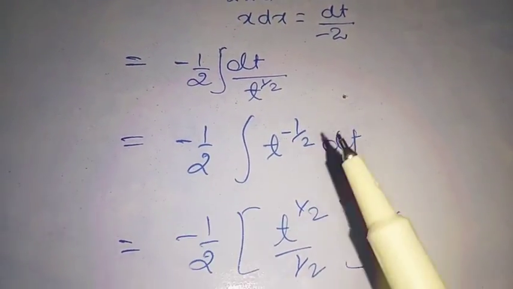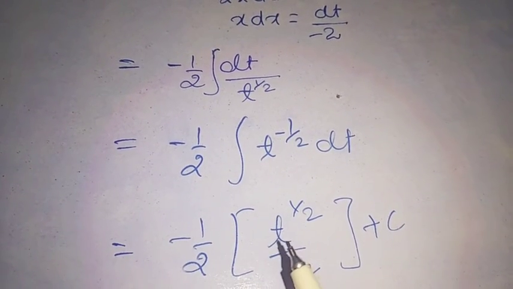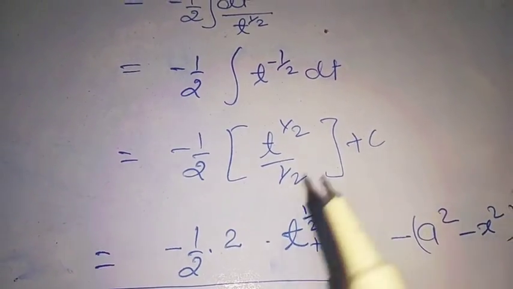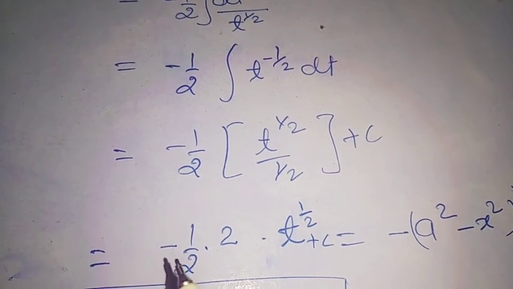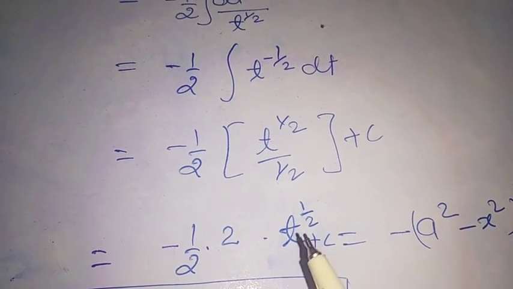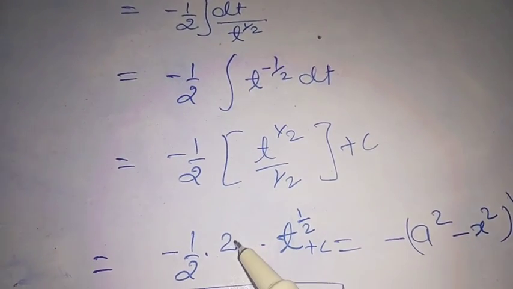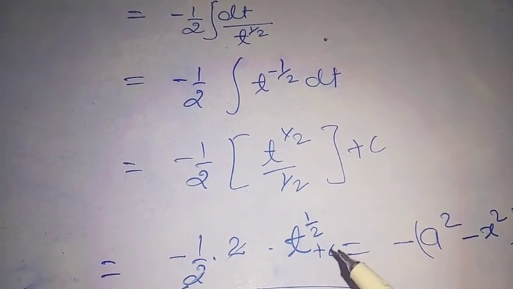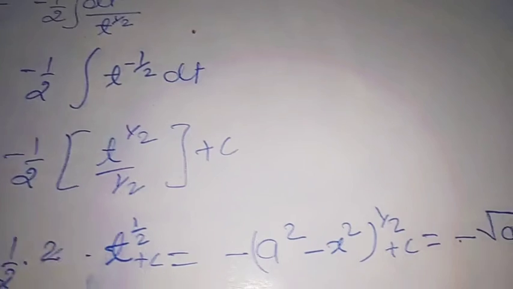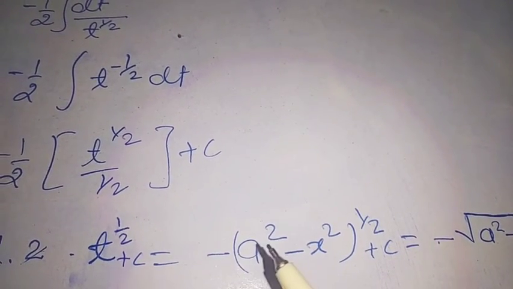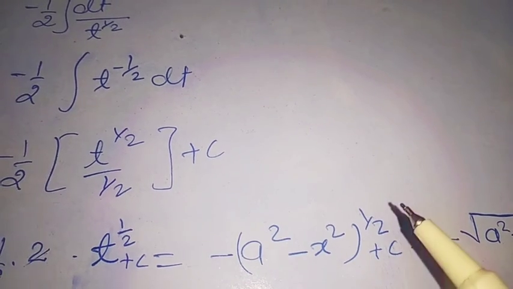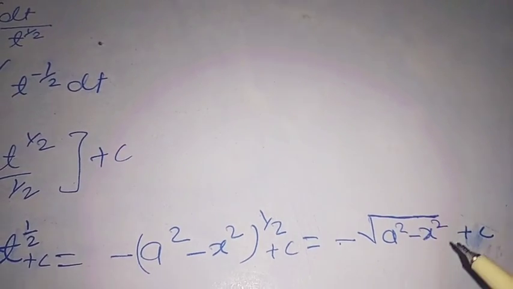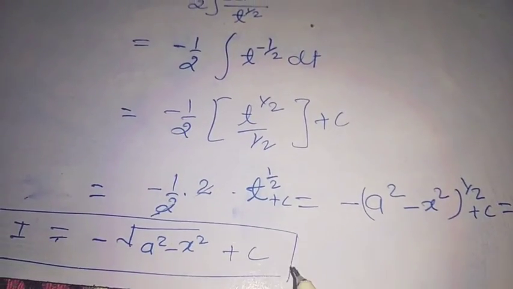So when we integrate this, it will be minus 1 upon 2 into t to the power half upon half plus c. So we can write it as minus 1 upon 2 into 2 into t to the power half plus c. So this 2 and 2 will be cancelled out, so it will be minus t to the power half plus c. So we can put the value of t, so it will be minus a square minus x square whole raised to the power half plus c. So we can write it as minus square root of a square minus x square plus c. So this will be the answer.